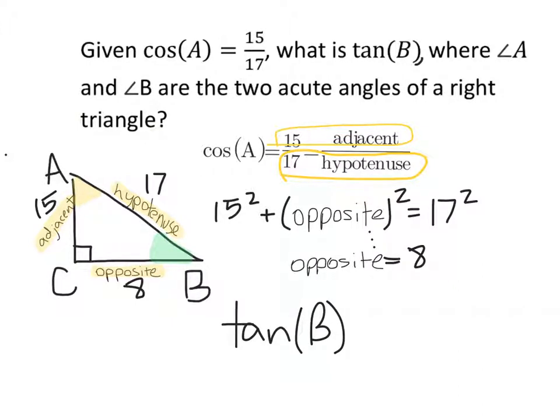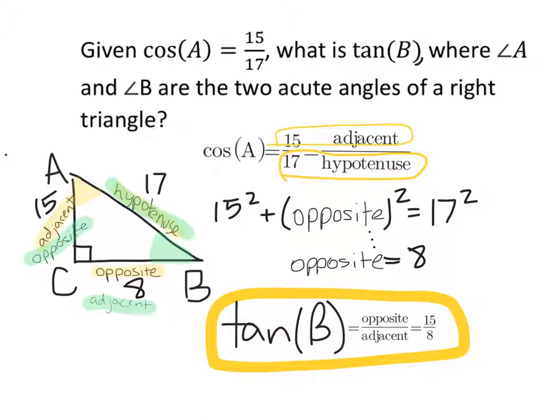When we do that, we find that the side length 15 is now our opposite. The side length 8 is our adjacent, and the hypotenuse stays the same. We know that tangent is equal to opposite over adjacent. So in reference to angle B, our opposite is 15 and our adjacent is 8. So tangent of angle B is equal to 15 over 8. And that is our final answer.